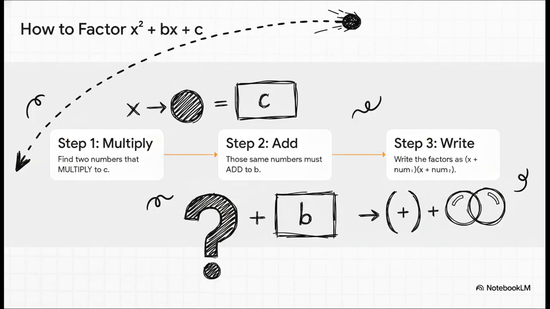For a quadratic like x squared plus 7x plus 10, it's basically just a little puzzle. You're looking for two numbers that multiply to give you that last term, 10, but at the same time, they have to add up to the number in the middle, 7. Well, what two numbers do that? 2 and 5. So it just factors out into x plus 2 times x plus 5. It's simple, but it's incredibly powerful.